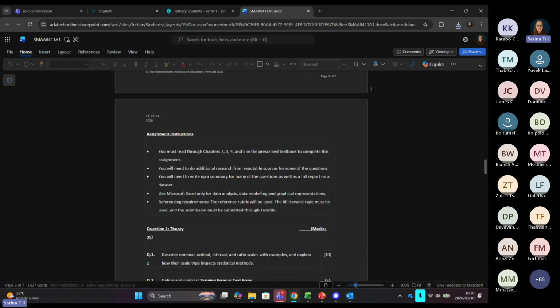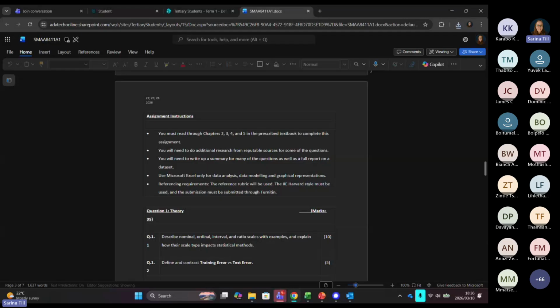So the assignment instructions are you must read through chapters 2, 3, 4, and 5 in the prescribed textbook. You can read through it, but that textbook can throw you guys for a loop. I think rather just go through the course material we did for KNN and logistic regression, and then obviously Gareth's workshop he'll do with you guys on Friday. You will need to do additional research from reputable sources for some of the questions. You will need to write up a summary of many of the questions as well as a full report on a data set. Use Microsoft Excel for only data analysis, data modeling, and graphical representations.